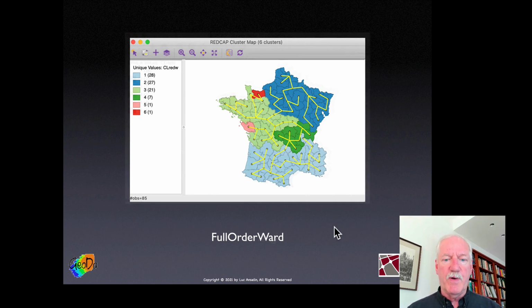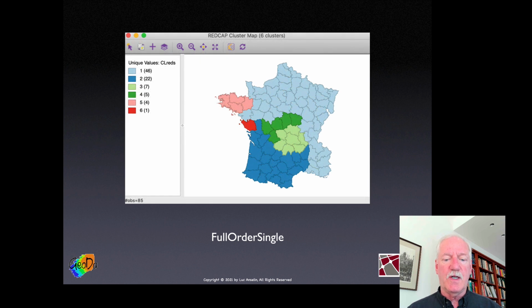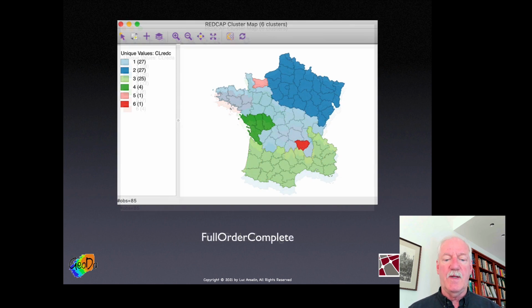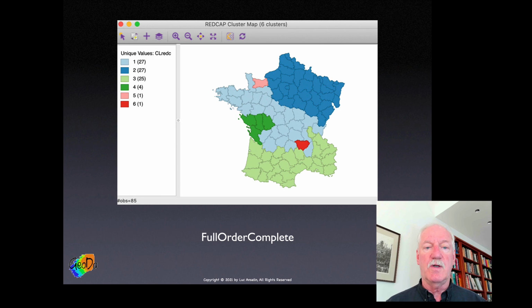Just for completeness' sake, single linkage is actually a fairly nice result compared to the simple spatially constrained hierarchical clustering. Only 1 singleton and several reasonable sized regions. This is the average linkage, and then this is the complete linkage.